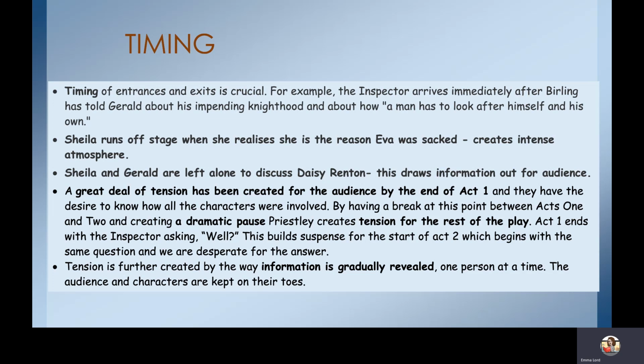At the end of Act 1, it is just Sheila and Gerald on stage. This draws the information out for the audience because we need the inspector to come back to fill in the gaps. So like I said, at the end of each act as well, it's very important who's on stage and who isn't. So for example, at the end of Act 1, the last line is the inspector saying to Gerald, well, and he's getting Gerald to make his admissions. The end of Act 2 is when Eric just comes back on stage as well.